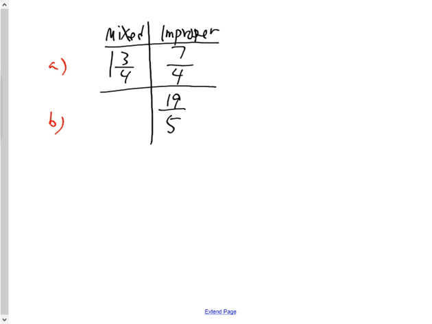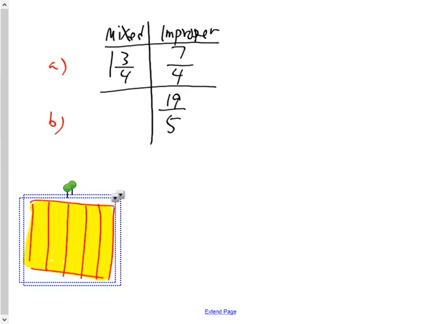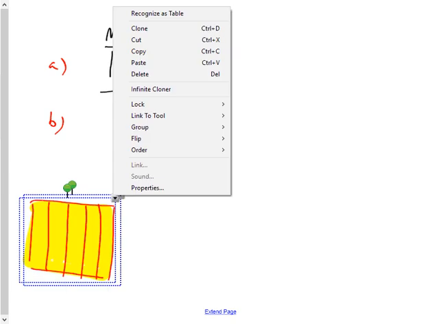Now the reverse is interesting. So you have 19/5. Now, if I was to draw something that was cut into fifths, there it would be, and I would say this is 5/5. But since I have 19/5, I'm going to clone this.